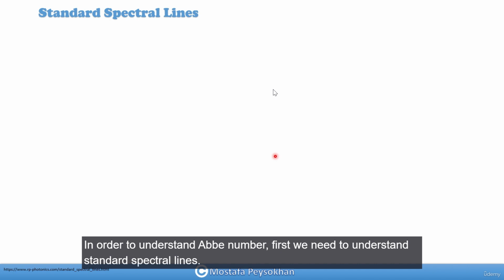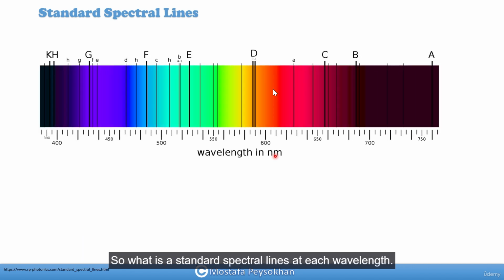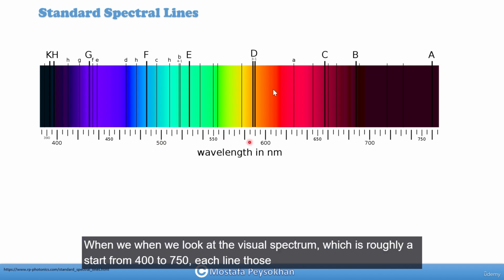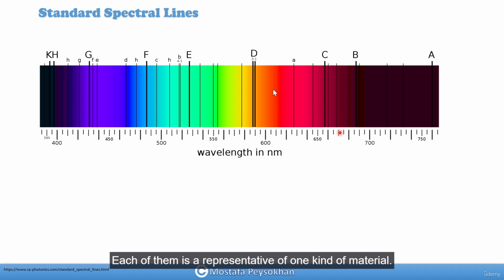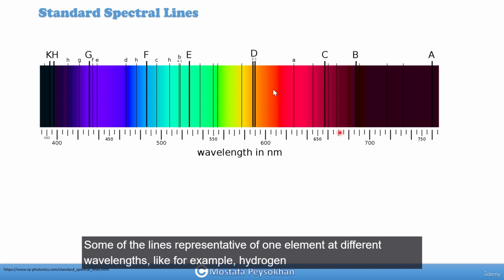Abbe number. In order to understand Abbe number, first we need to understand standard spectral lines. So what is a standard spectral line? At each wavelength, when we look at the visual spectrum, which roughly starts from 400 to 750, each of those lines that you can see is a representative of one kind of material. Some of the lines are representative of one element at different wavelengths.